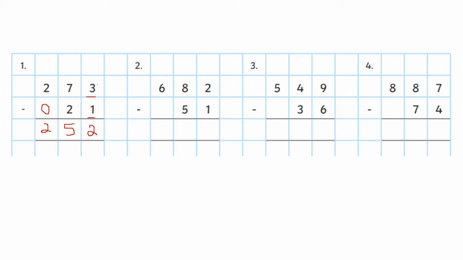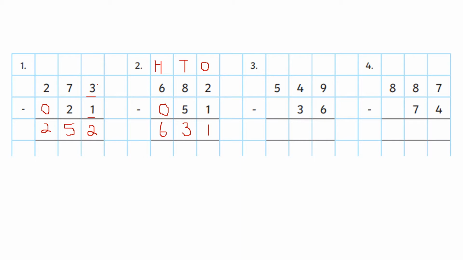Moving on then, we've got 2 take away 1, which is 1. We've got 8 take away 5, or it's 80 take away 50, because if we've got our columns, hundreds, tens and ones, that 8 there is worth 80 and that is worth 50. So 80 take away 50 is 30, and then 600 take away 0 is 600. So your answer is 631.